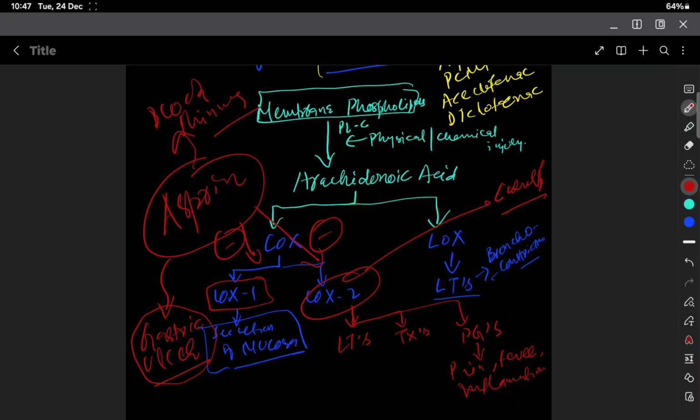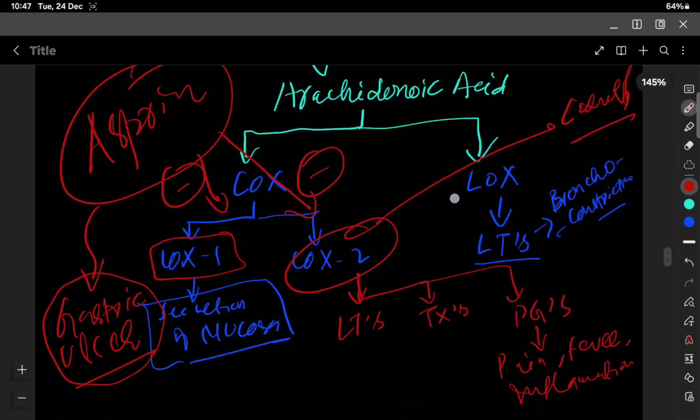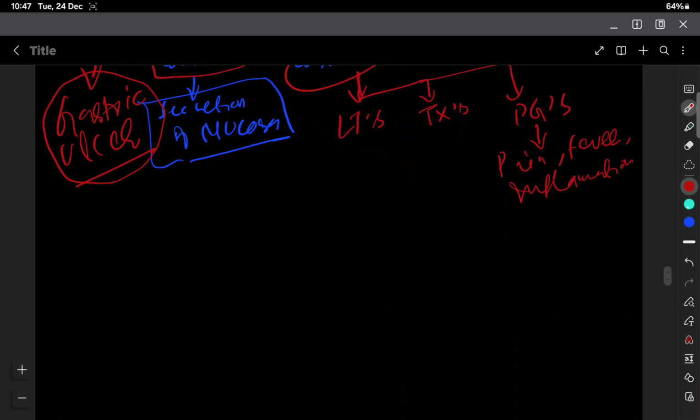So this was about the pharmacodynamics. Now I will take the second thing which we have to study, that is pharmacokinetics.